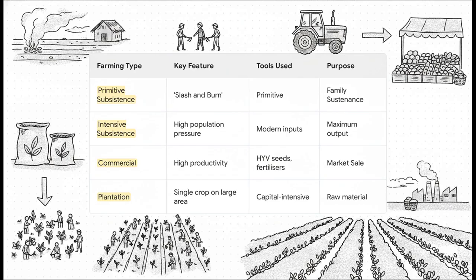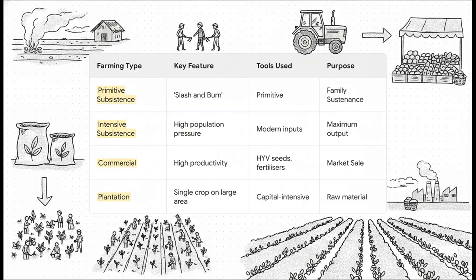This is the oldest, most basic type. Think small patches of land, simple tools like a hoe or a dao, and the main purpose is just to grow enough food for the family to eat. A classic example of this is slash and burn or jhumming. Next, we have intensive subsistence farming. This happens where there are a lot of people living in one area. The pressure is on to get the most out of a small piece of land, so farmers use more modern things like fertilizers.